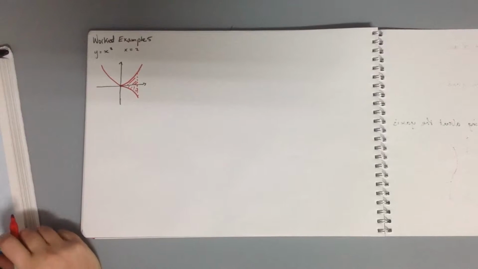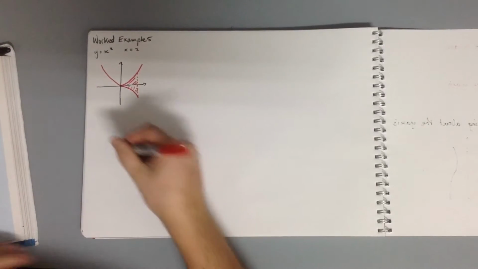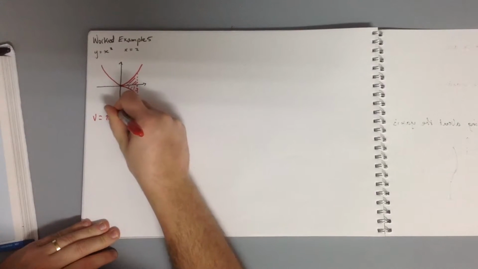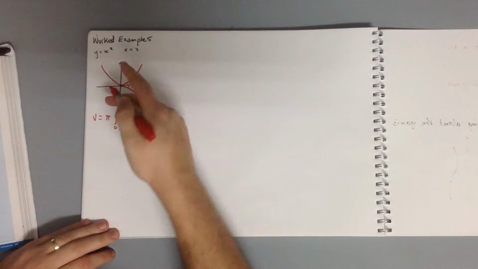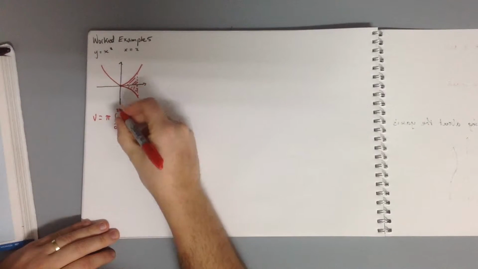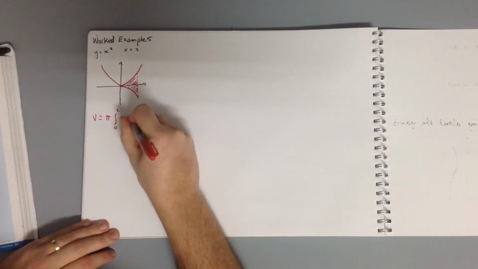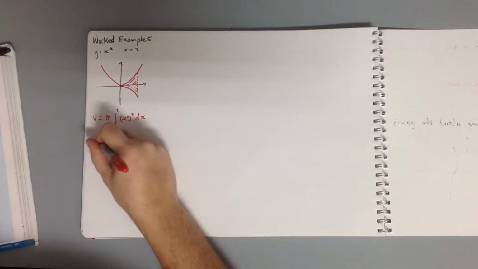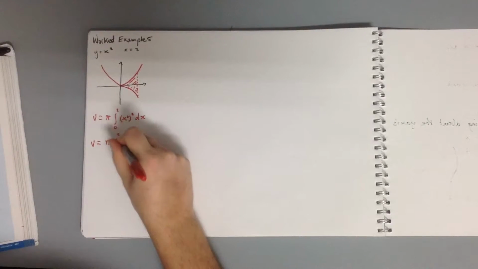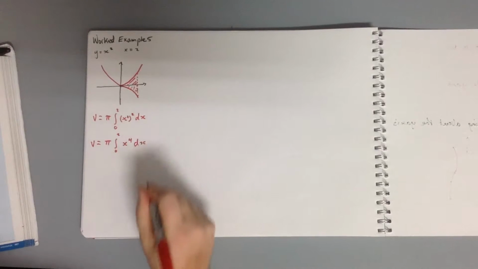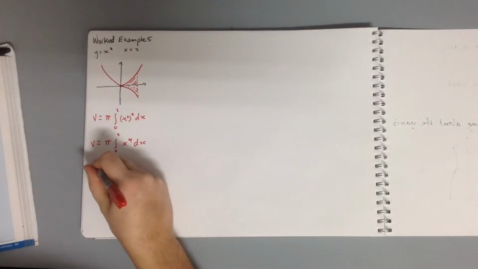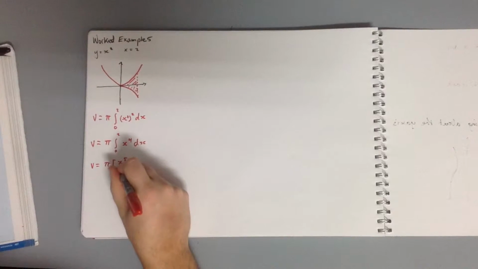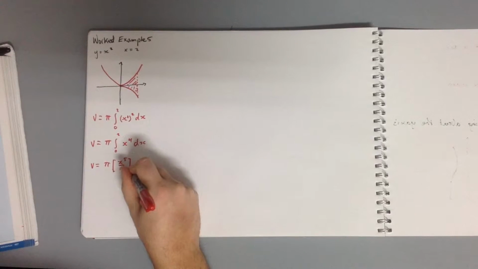Okay, so we need to set up our integral. So V equals pi times the integral from 0 to 2 of y squared, well y equals x squared, so it's x squared squared, dx. So our volume equals pi times the integral from 0 to 2 of x to the 4 dx. When we do that we get pi times x to the 5 on 5 from 0 to 2.